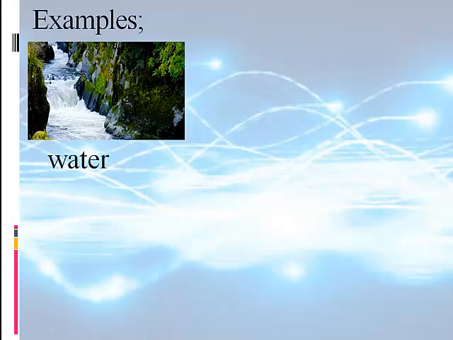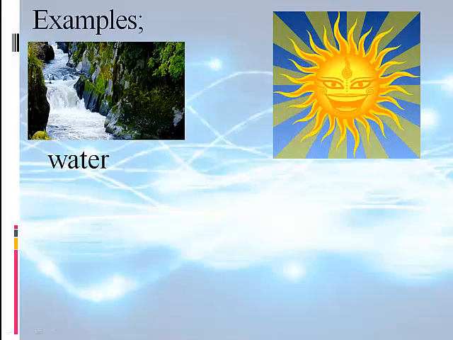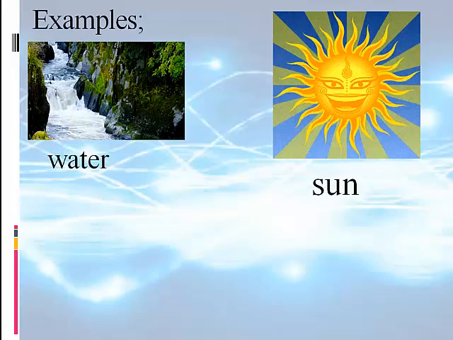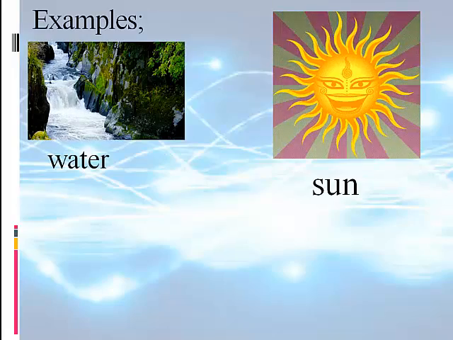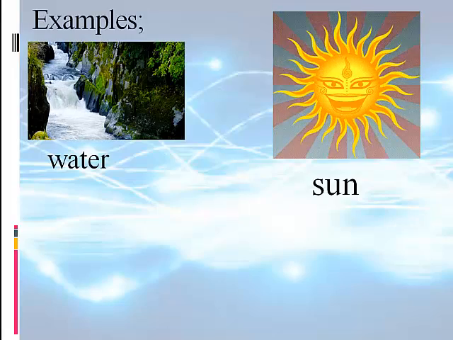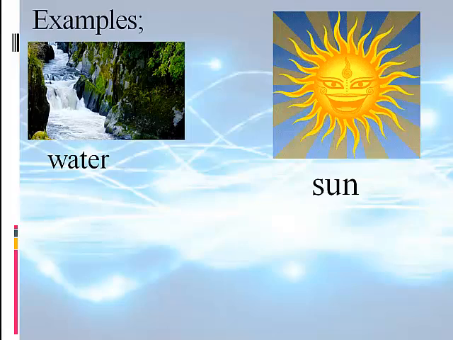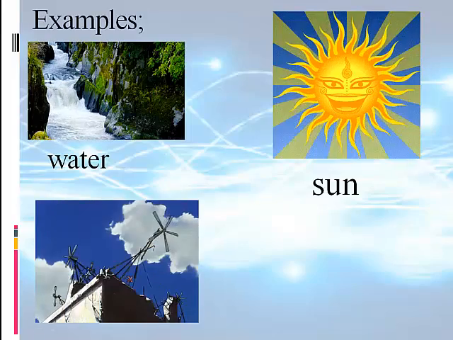Water. The places where we use water to produce electricity are called hydropower stations. The next example of renewable resources is the sun. Solar panels are used to generate electricity in places where there is a lot of sunshine. The electrical power generated is also stored in batteries.